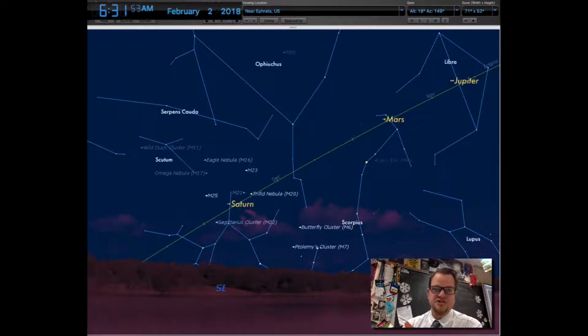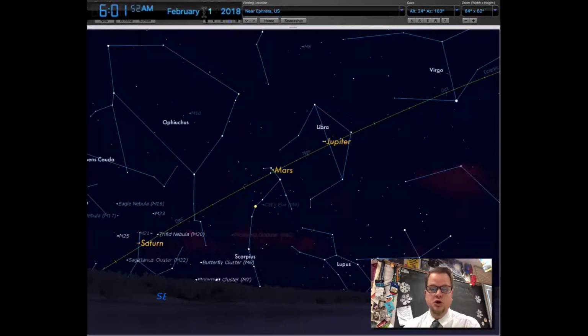Each planet rises at its own particular time. Jupiter the earliest, since it's the highest, and that's around 2 a.m. in the beginning of February, midnight toward the end. Saturn is rising around 5:15 in the morning, right nearby. And in between, Mars will rise at about 3:30 in the morning.